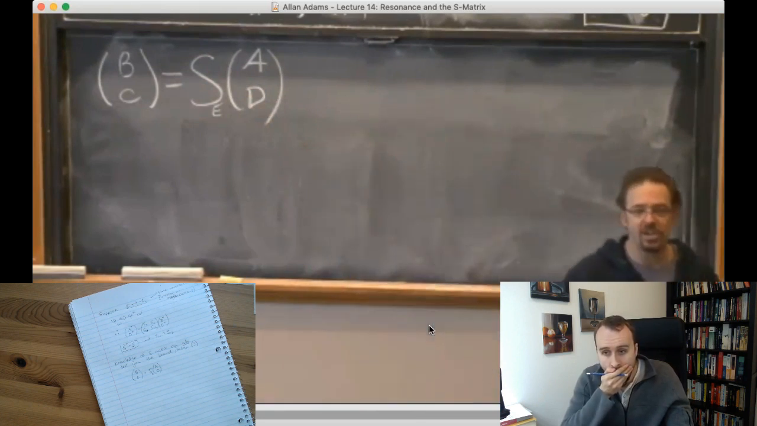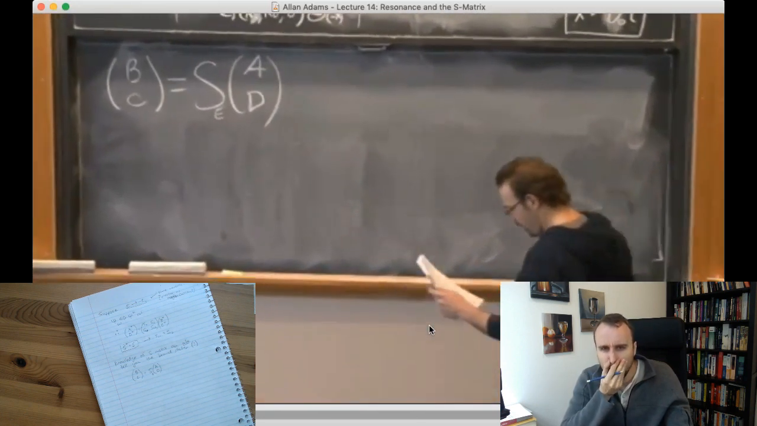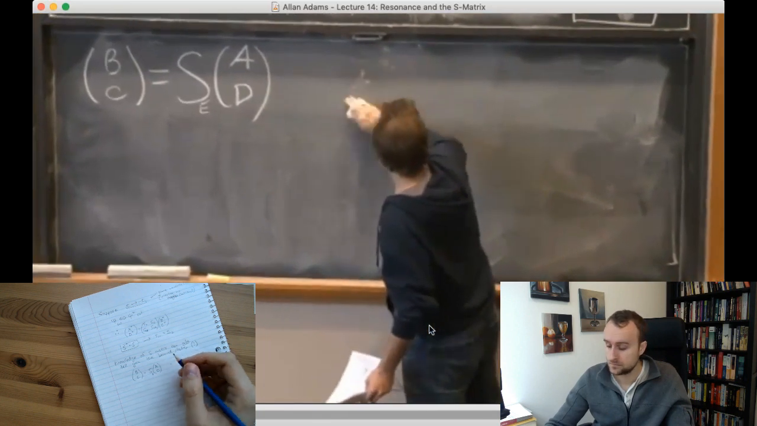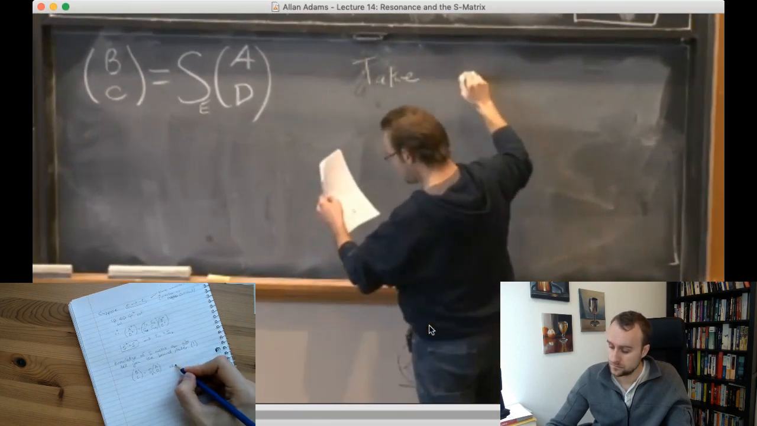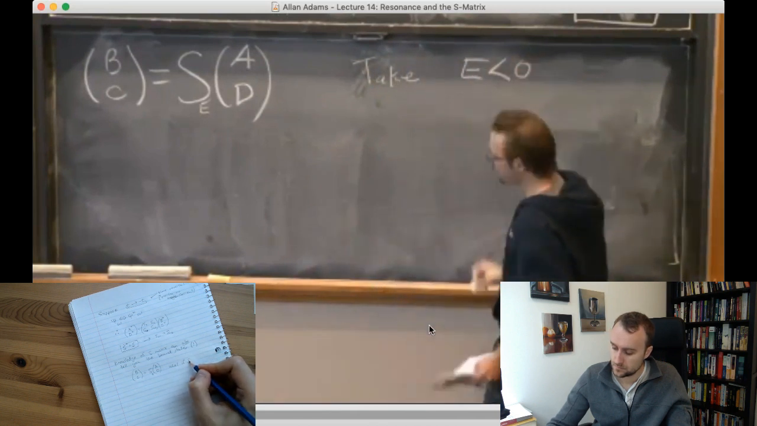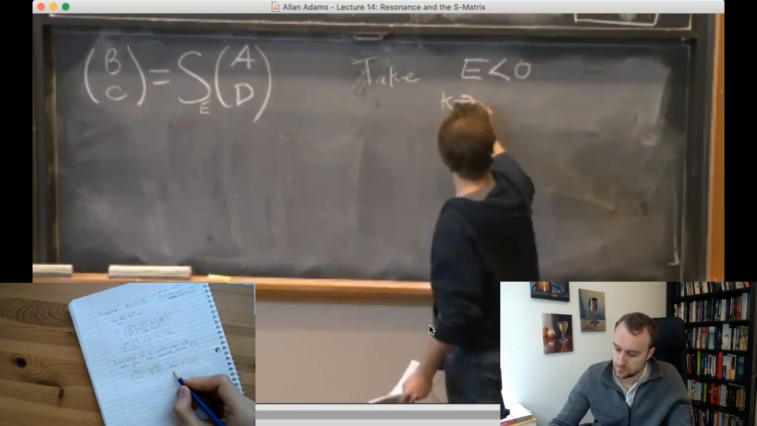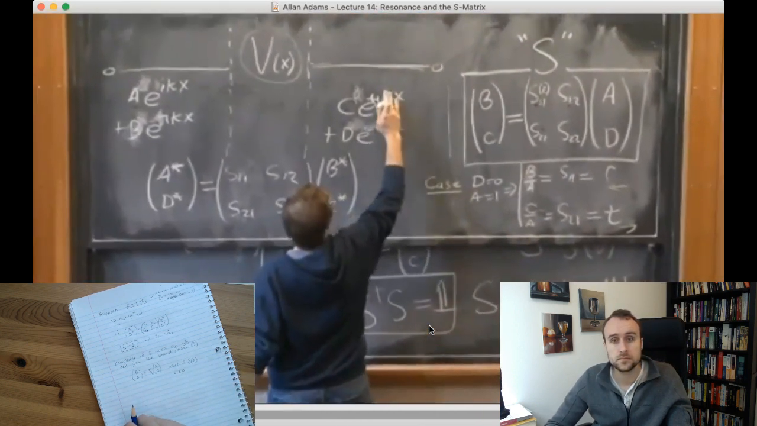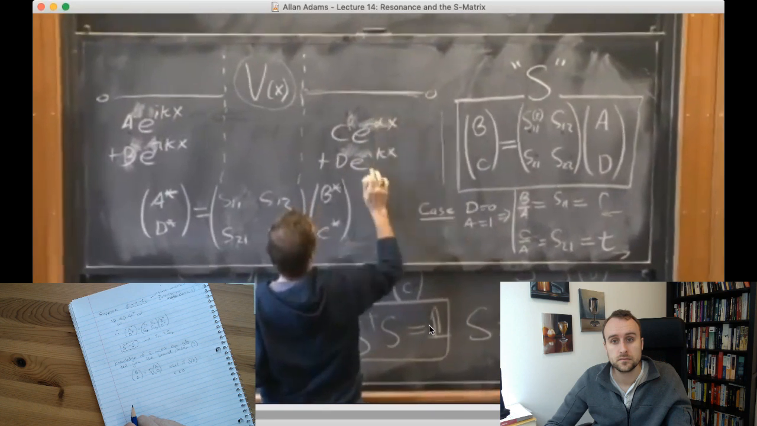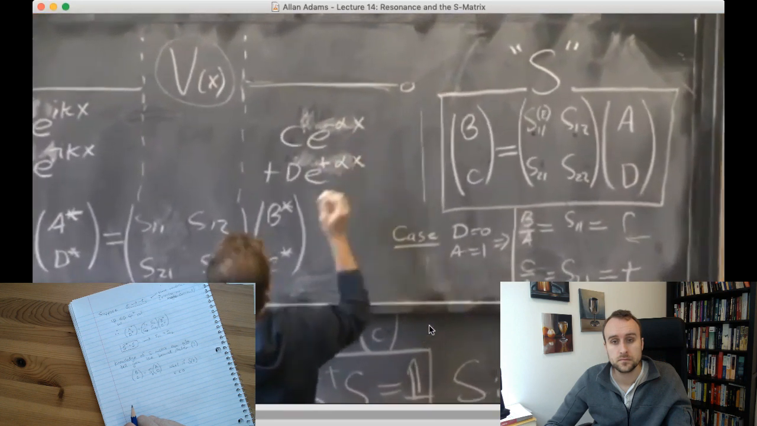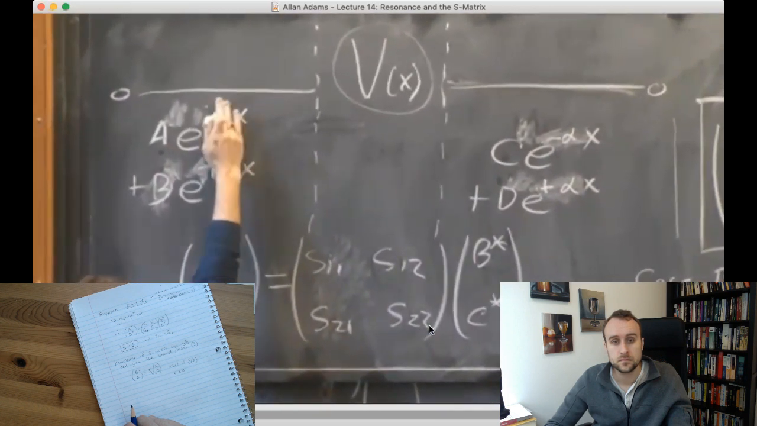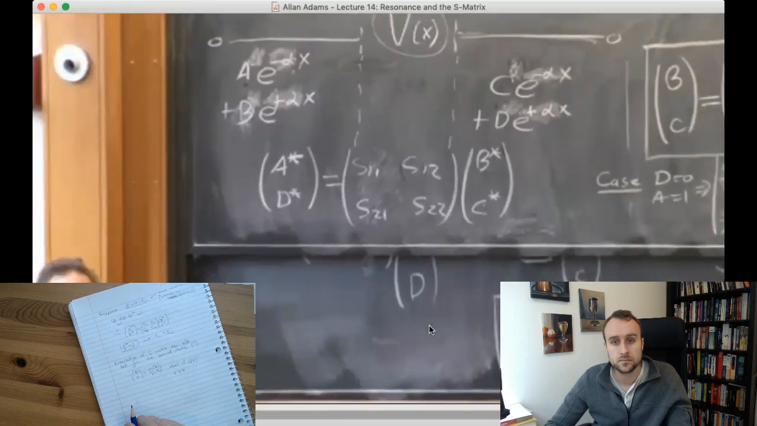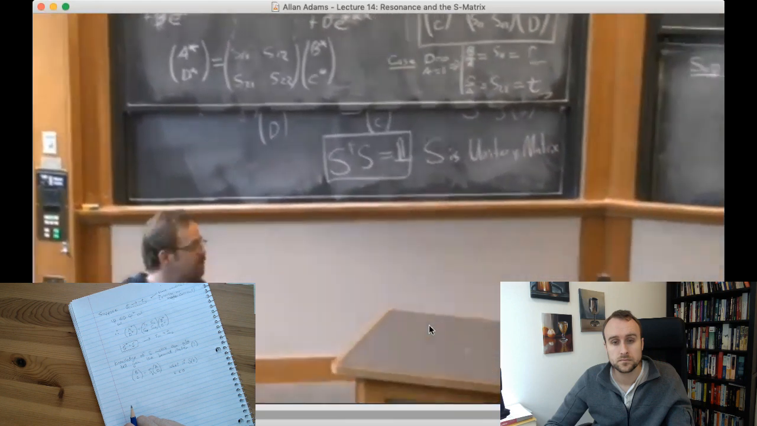And in all of this, I've assumed that the energy was positive, that the K1 and K2 are positive and real. But now let's ask the question, what would have happened if in the whole process I had taken the energy less than 0? If the energy was less than 0, K would be replaced by I alpha. Let's think about what that does. If K is I alpha, e to the IK is e to the minus alpha, and minus IK is plus alpha. Similarly for the other. So as equations, they are the same equations with K replaced by I alpha.